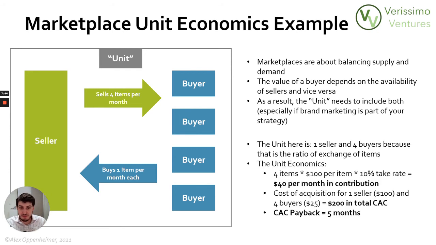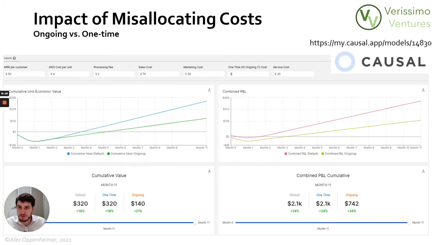So now if we go into some of the math here, we figured out that the unit is 1 seller and 4 buyers, and that's the ratio of the exchange of items. So it's 1 seller, 4 buyers, and 4 items, and the time period is 1 month. If we do the math on this, we can say 4 items, $100 per item, and a 10% take rate, that's $40 per month in contribution profit. The cost of acquisition, let's say for the seller, is $100. For the buyer, it's $25 each. That's $200 in total CAC, and therefore the CAC payback is 5 months. And that would be really good, if you benchmark it against other things out there.